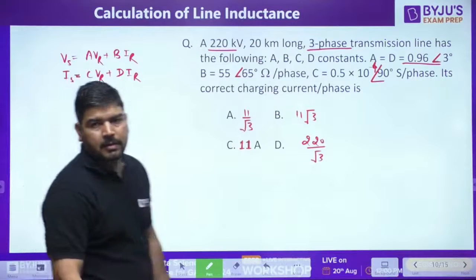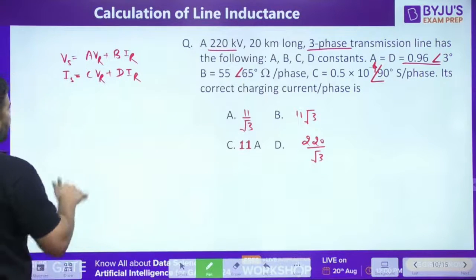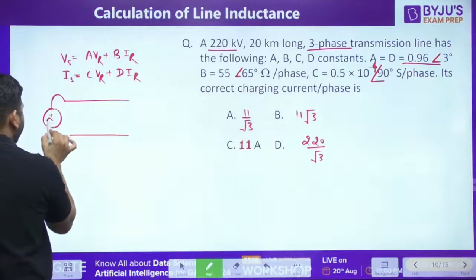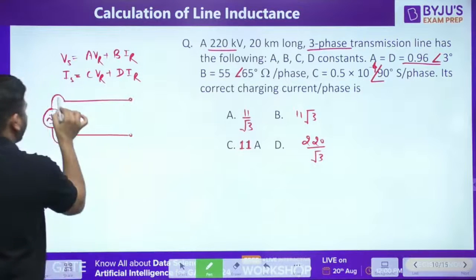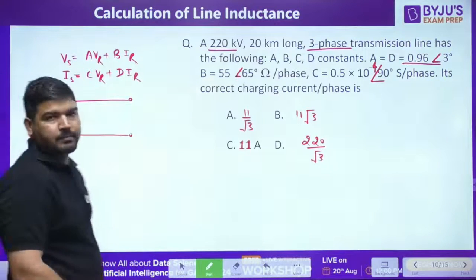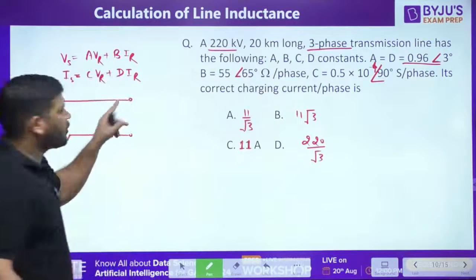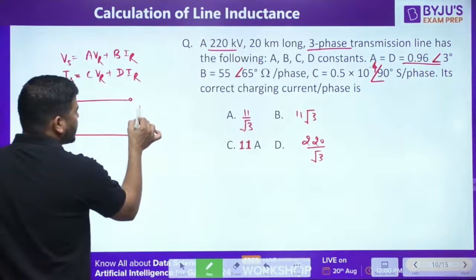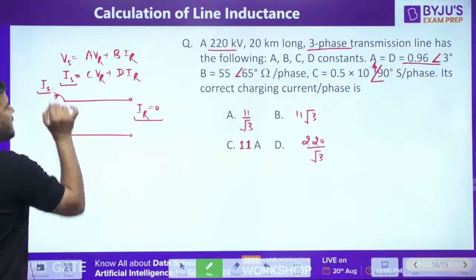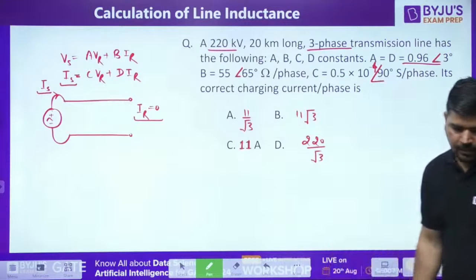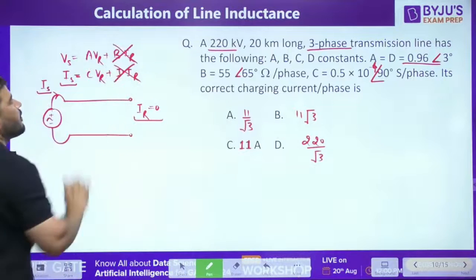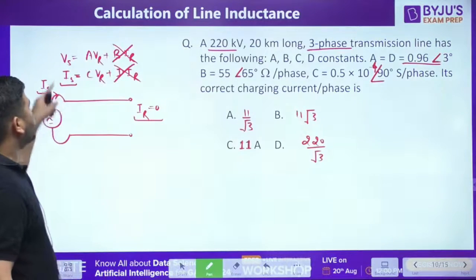Okay, we know these relations. And if there is a transmission line, what do you mean by charging current? Charging current means if there is no load, let's say I don't connect any load, still the source has to supply the current. That current is known as the charging current. If there is no load, it means IR has to be 0. If I put IR to be 0 and then I calculate this IS, that IS will be known as charging current. So first let's put IR to be 0, and then calculate this IS.